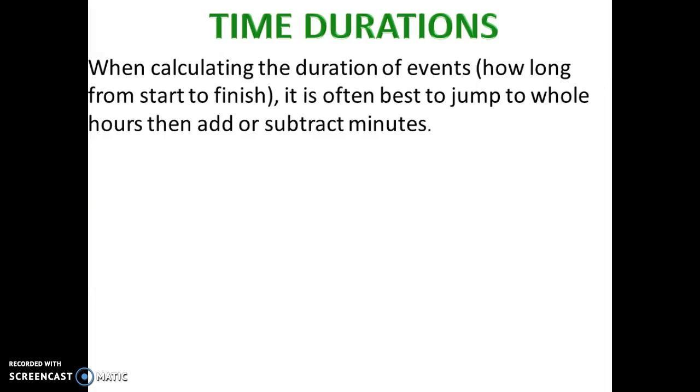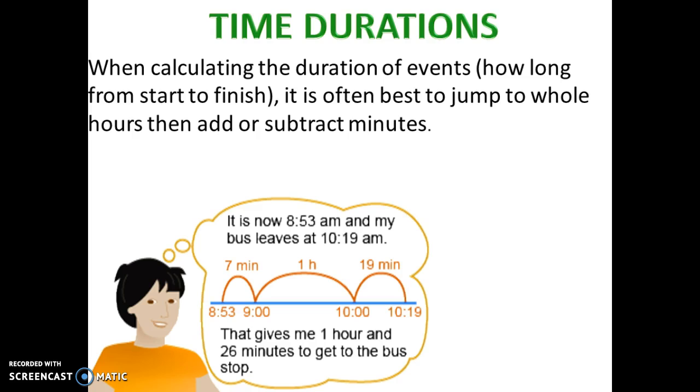First of all, our jump strategy, and sometimes it's also called our bridging strategy, works like this. You basically count up to the next whole hour. For this example down the bottom here, I've got 8:53, so counting up 7 minutes to get to 9, and then because I want to go past 10 o'clock, we count up 1 hour to 10 o'clock, and then 19 minutes to get to 19 minutes past 10.